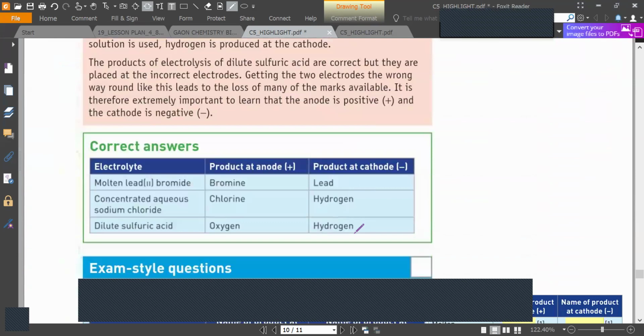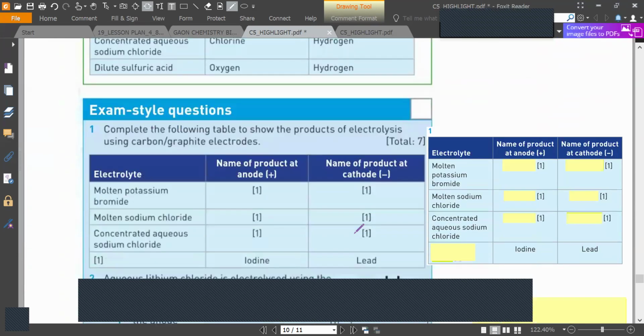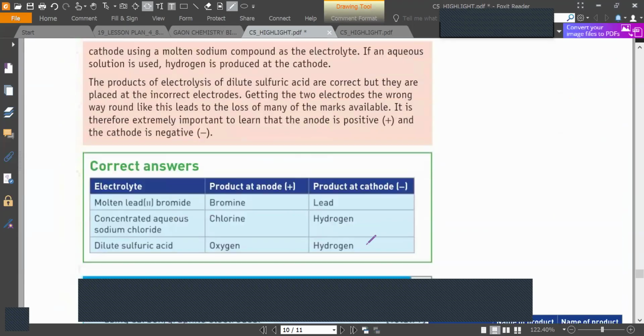Okay, so this is done. Now we will come back to the exam style question. The exam style question is a similar kind of question. So now we will work it out one by one by ourselves.